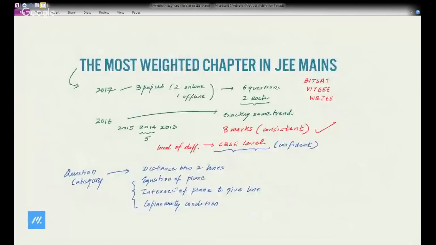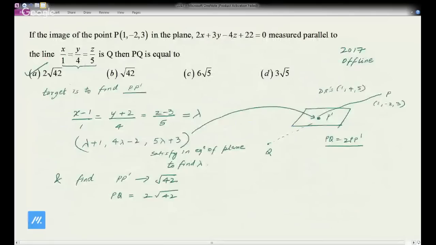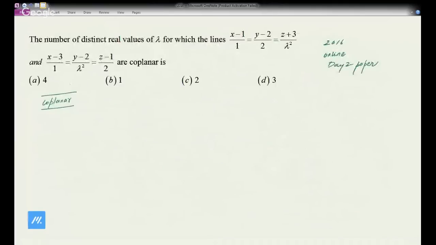I have told you that some topics are important. Just keep checking all this. We have already covered distance between two lines. We have already talked about equation of plane. We have already talked about intersection of plane to give a line and coplanarity condition. So all these four topics are already covered in 2017 itself, in 2016 also. Got it? So that is why I was saying please focus on them.